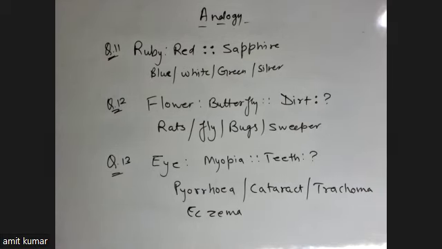Ruby is red, sapphire is blue. That is correct. Flower, butterfly, dirt is related to what?